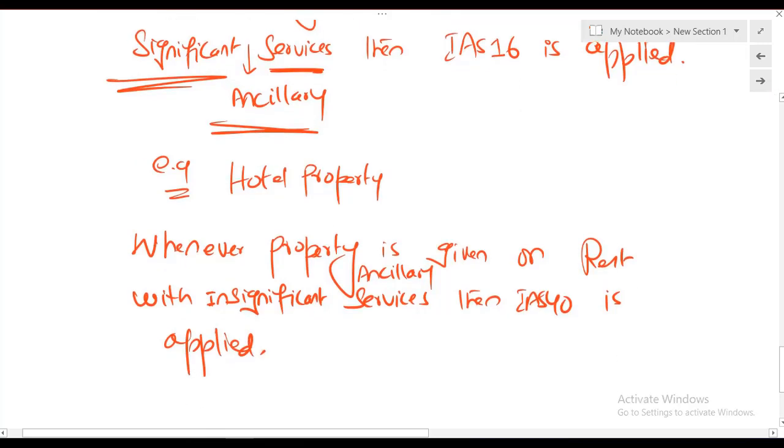Normally, when people provide their flats or maybe bungalows on rent, they don't provide significant ancillary services. Because if someone is taking a flat on rent, that individual is not going to get the same services which are available in hotel properties. So whenever we have given a property on rent and we are not providing significant ancillary services, then IAS 40 is applied. But whenever we have given a property on rent with significant ancillary services, then obviously IAS 16 is applied.